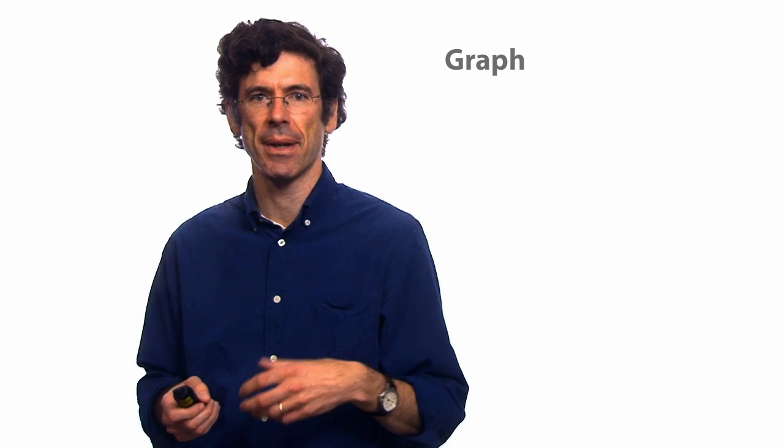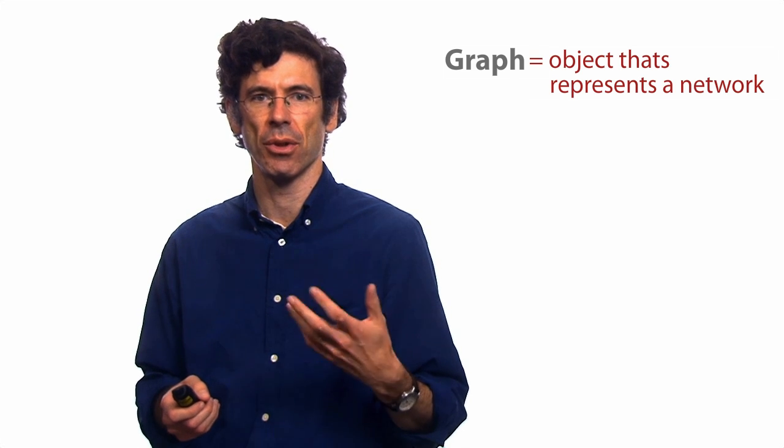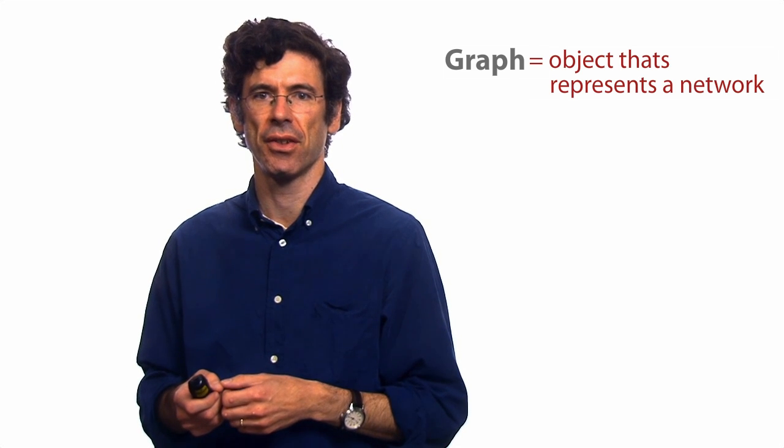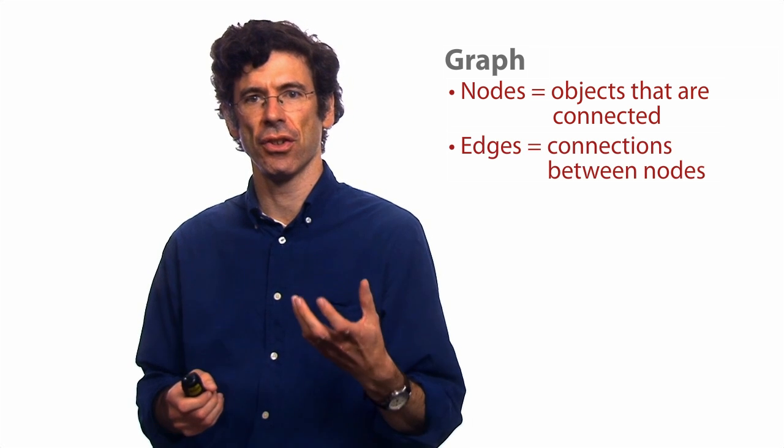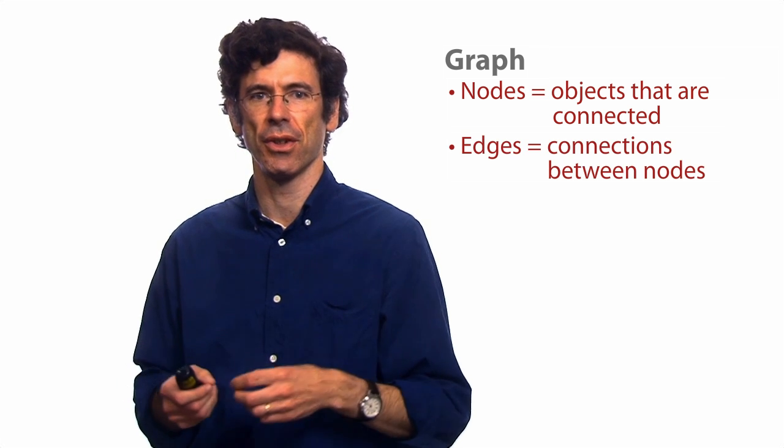So to start out, if we want to talk about networks, then we need the language of graph theory, the study of how things are connected and what those connections imply. A graph is simply the mathematical term for the object that represents a network. A graph consists of two things: a set of nodes, which are the objects that we're going to connect, and then the edges, which are things that connect certain pairs of nodes.